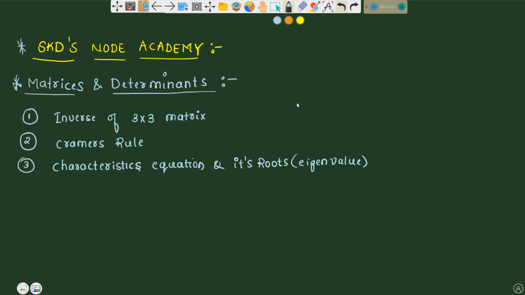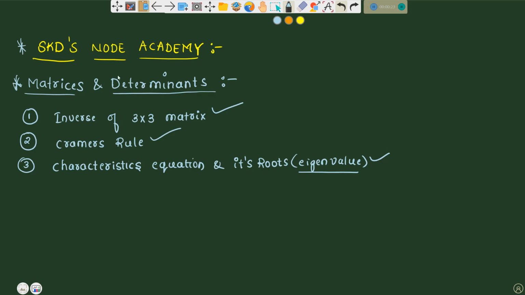So today we are going to continue with the matrices and determinants. In that we are going to discuss the inverse of a 3x3 matrix, Cramer's rule, and the characteristic equation and its roots, which are also called eigenvalues. Okay, without any further delay, let's get started.